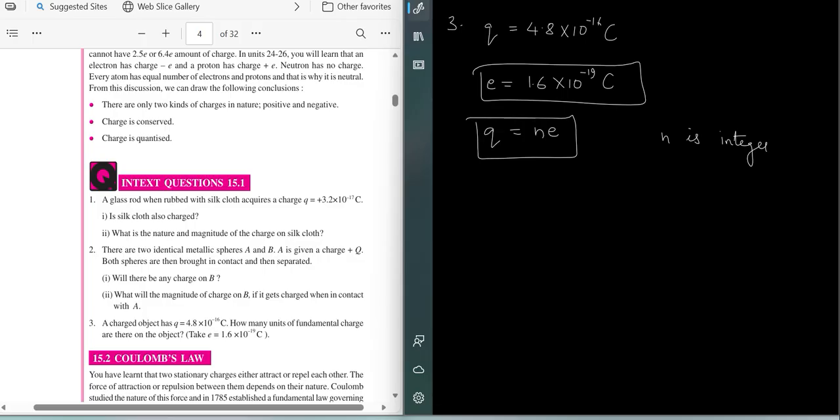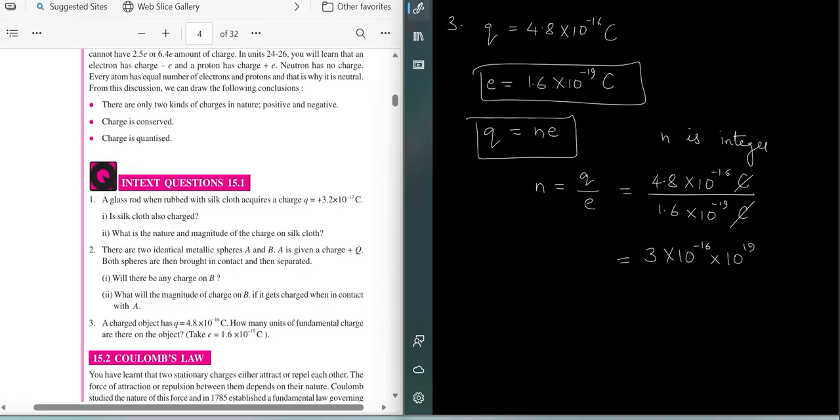Now, in order to find out n, we can say n is Q by e. Q is mentioned as 4.8 into 10 raised to minus 16 coulomb, divided by the basic unit, 1.6 into 10 raised to minus 19 coulomb. So n is a number without a unit because these two get cancelled. Now 16 threes are 48, so 4.8 upon 1.6 is 3, and this is 10 raised to minus 16 in the numerator. Now this 10 raised to minus 19 in the denominator, when we transfer it to the numerator, will become 10 raised to 19.